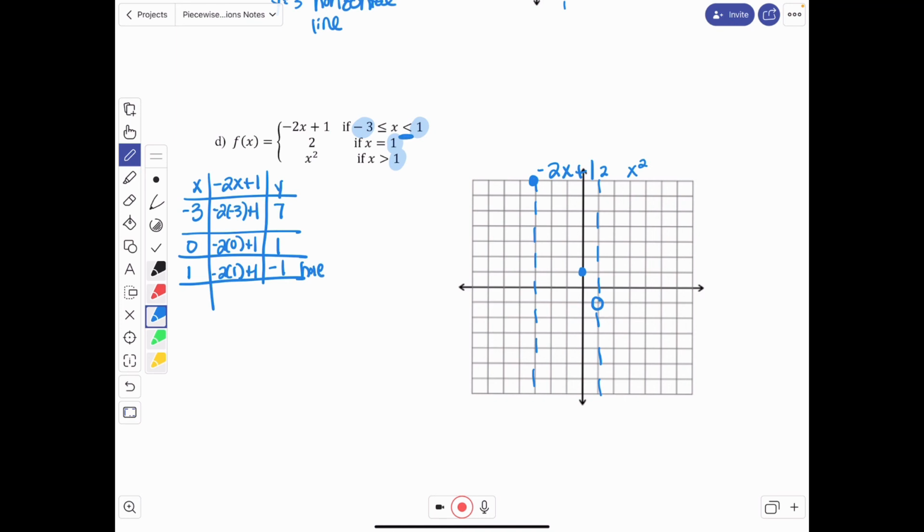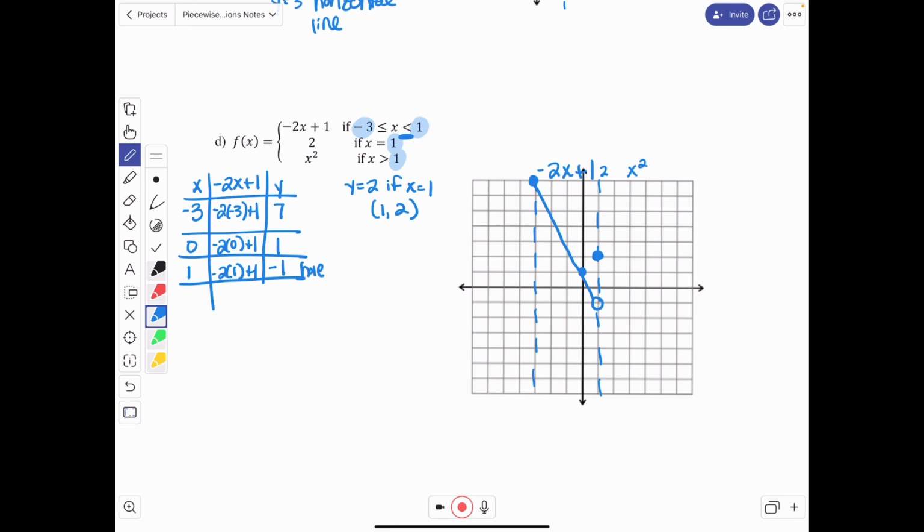Now, this is just a straight line. That one's linear. Okay, so the y value is 2 if x equals 1. So that just basically means that is a coordinate, 1, 2. That's just a point. That's all that is. That is just a coordinate for that second one.